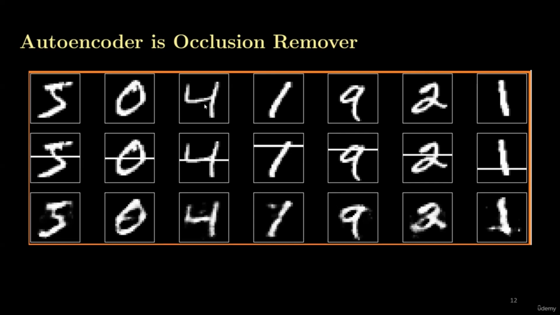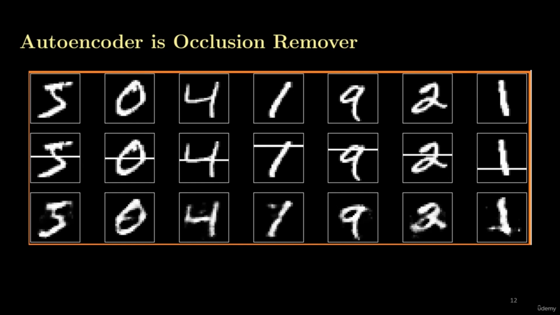So if we see here, this is 1. Here is the occlusion. After occlusion, we can see that we are able to remove almost 80% of the occlusion effect and we get the output image which is recognizable. We get some occlusion here which we are unable to remove with the help of autoencoder.